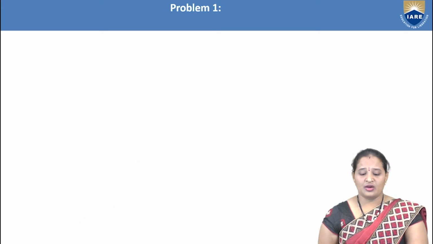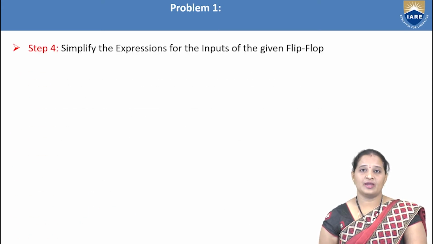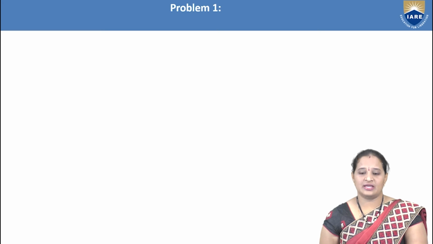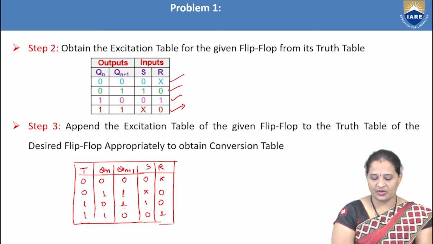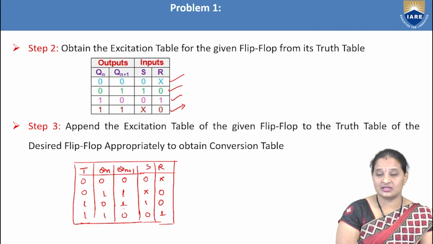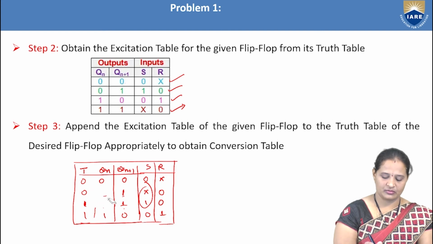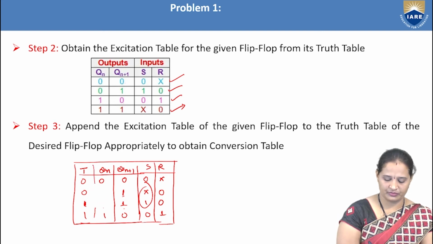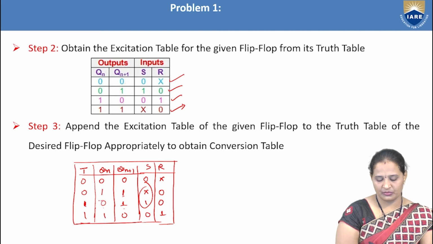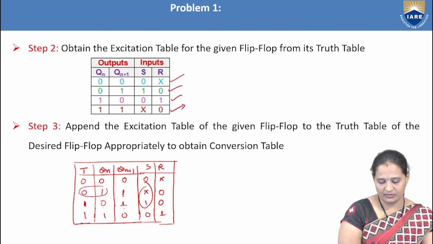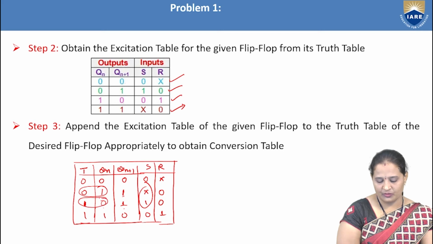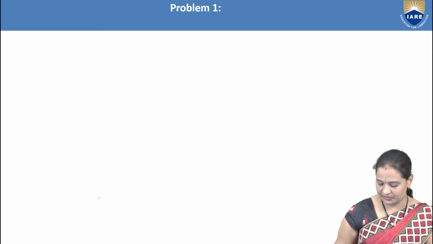Now it is done. Now what we need to do? We need to get the expression for the S and R inputs, right? So now check for which combinations S is equal to 1. S is 1 and don't care for these combinations: 0, 1 and 1, 0. So now I'm drawing the truth table for that.